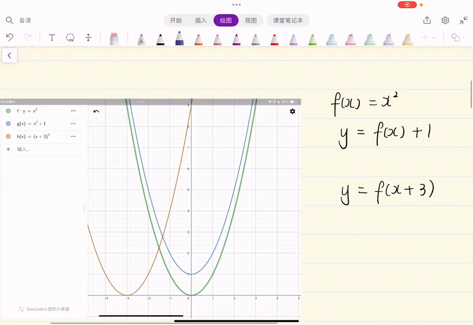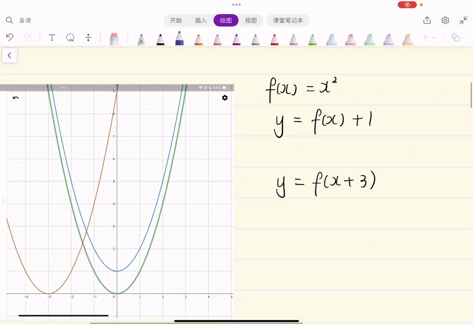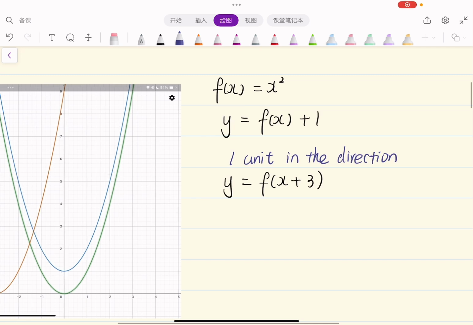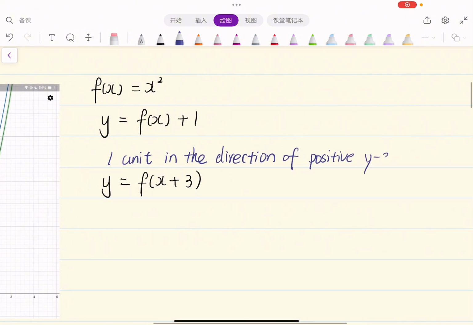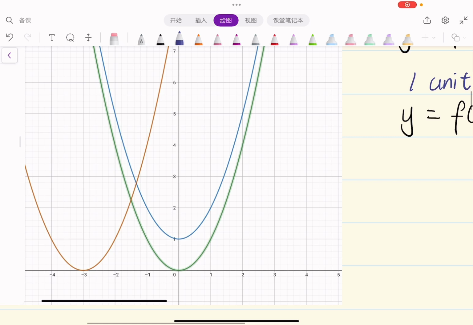So we compare the green line and the blue line, which means f(x) plus 1 is 1 unit in the direction of the positive y-axis. So we can see the green line has moved up 1 unit.